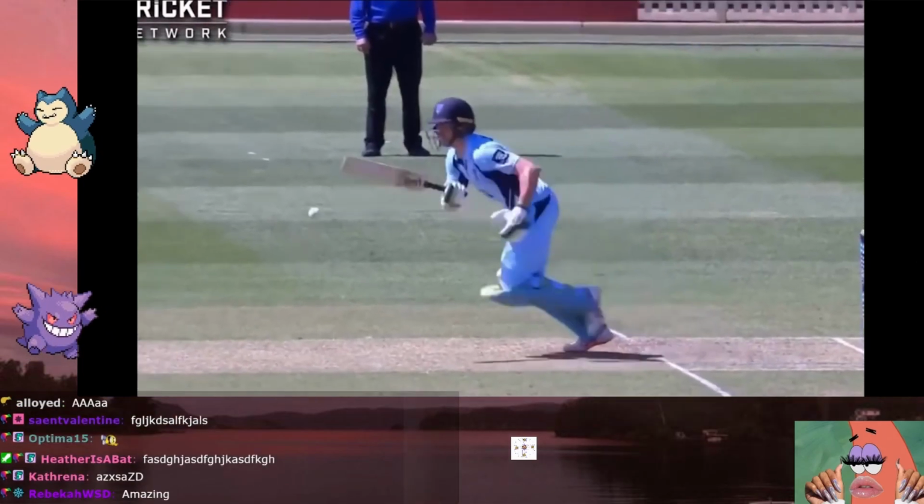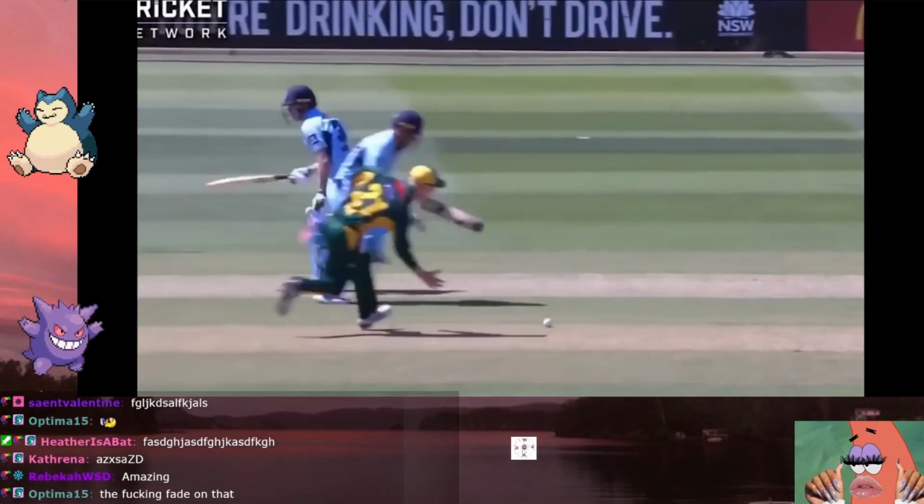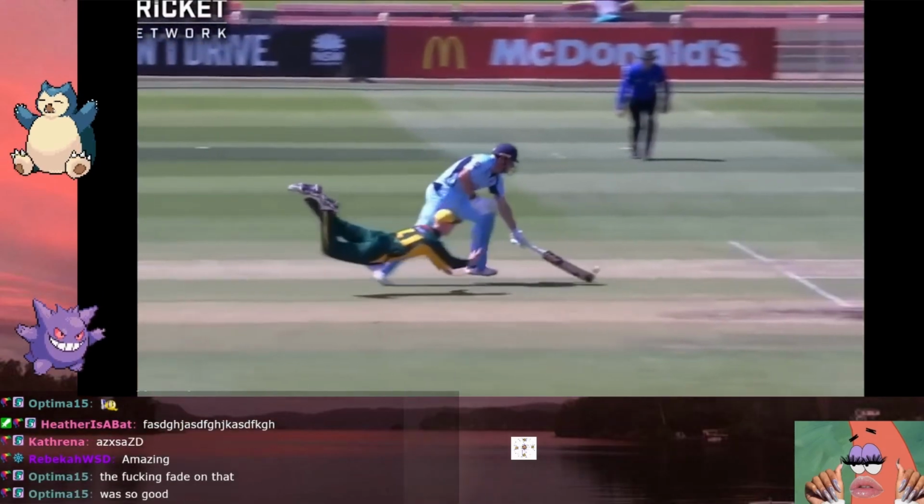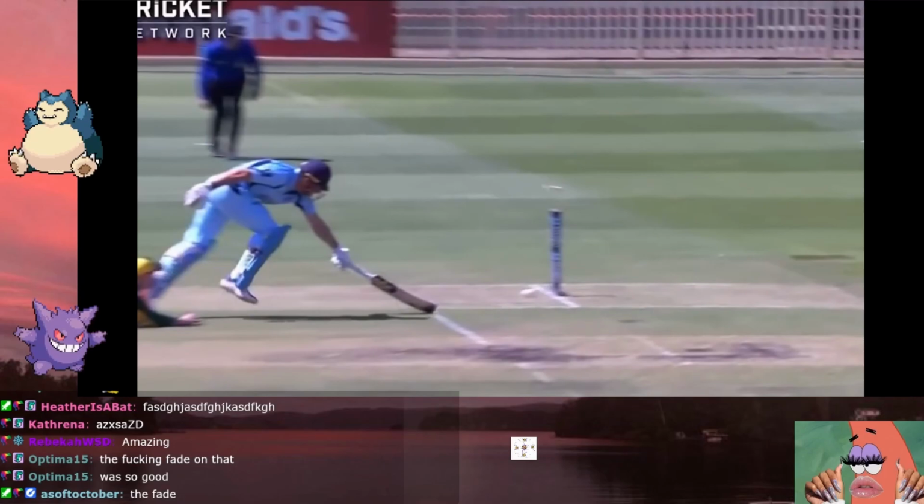When players are put out, the bowling and fielding team is said to have taken the wicket, and the batting and running team is said to have lost the wicket.